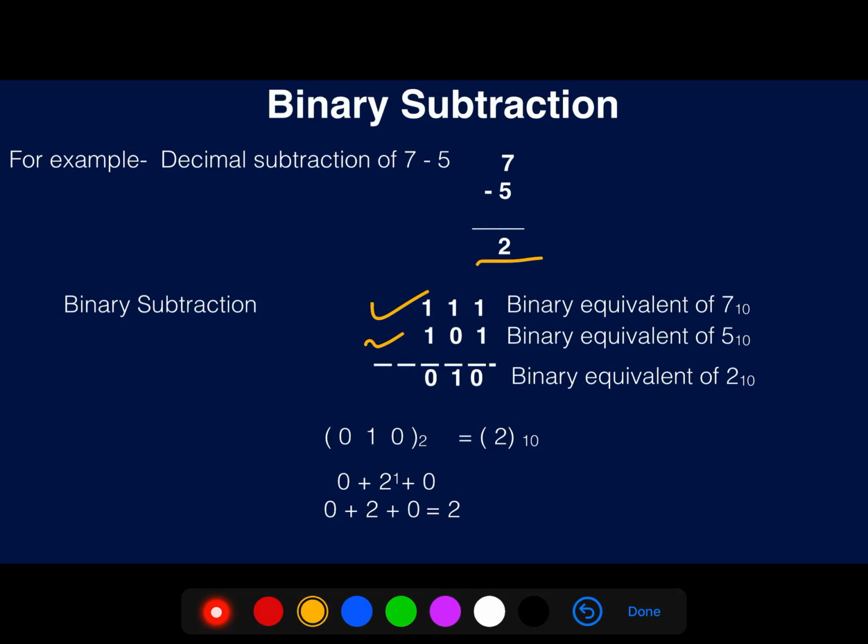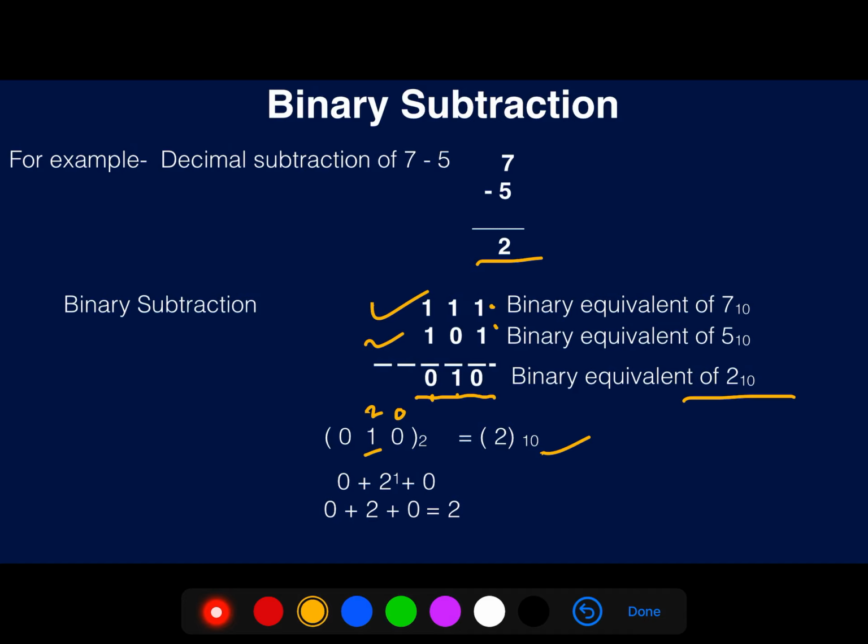Now we'll try to do binary subtraction and check the result. In this case 1 minus 1 is 0, just as we saw in the cases. Now 1 minus 0 is 1. Now 1 minus 1 is 0. So we have got the result 010. This is the binary equivalent of 2, and we can check that. 010 base 2 equals what in base 10? That is 2.